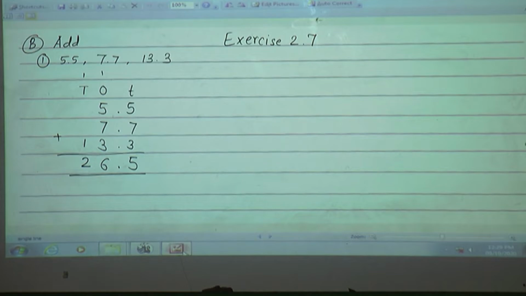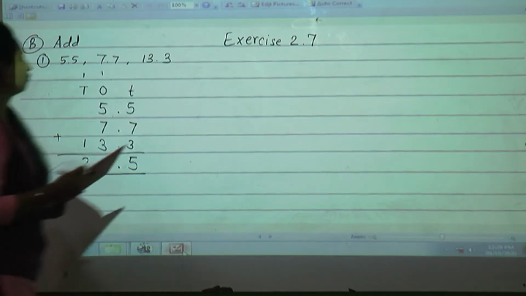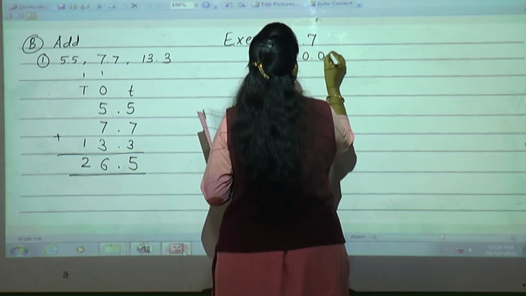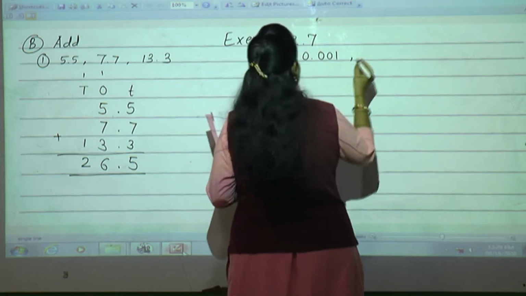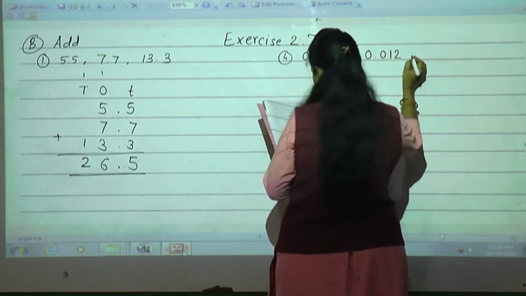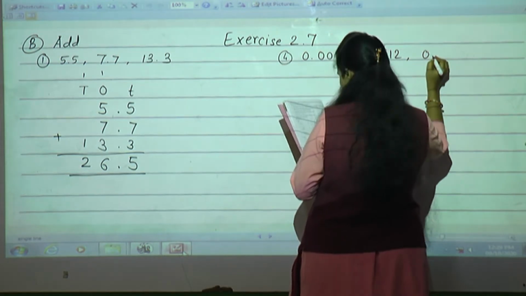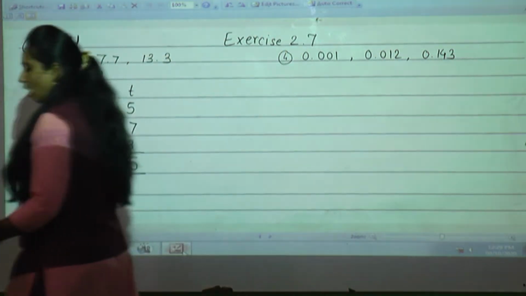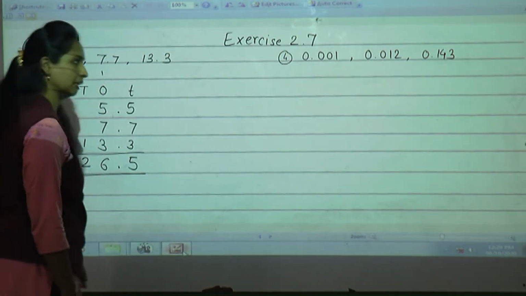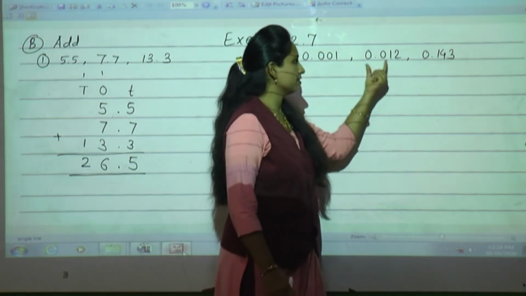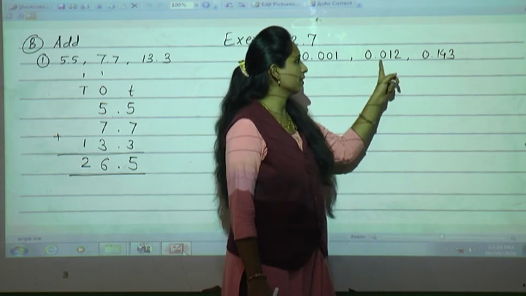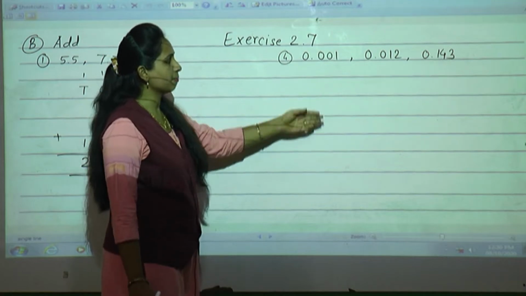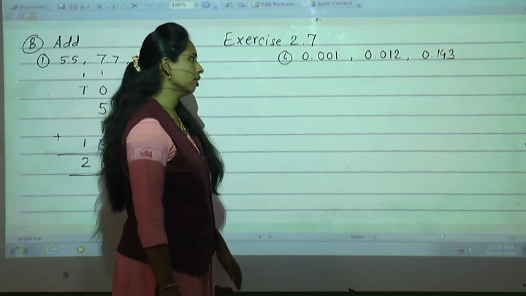Yes. Now I will solve the next. Now we will solve the fourth one. What is the fourth one? 0.001, 0.012, 0.143. See whether all numbers are like decimals. Yes, after the decimal point 3 digits are there: 0.001, 0.012, 0.143. So we have to write one below the other and we have to add.